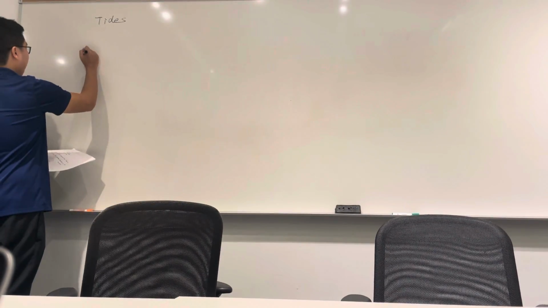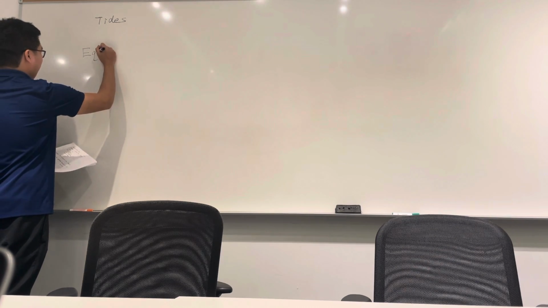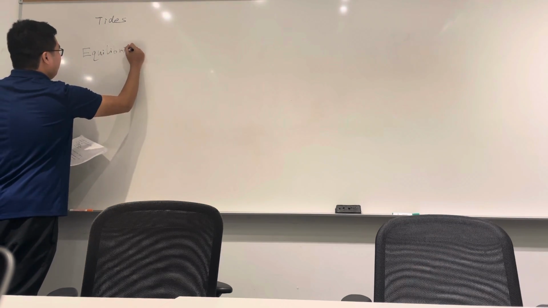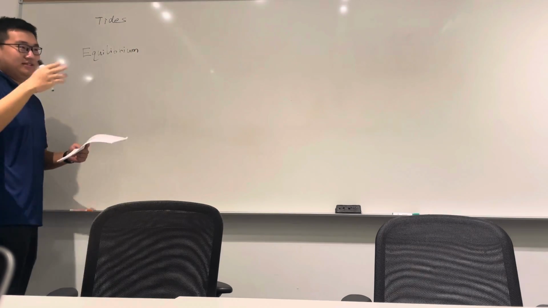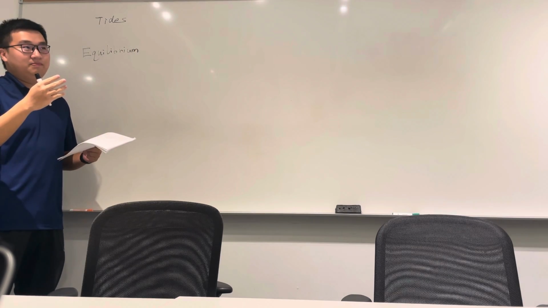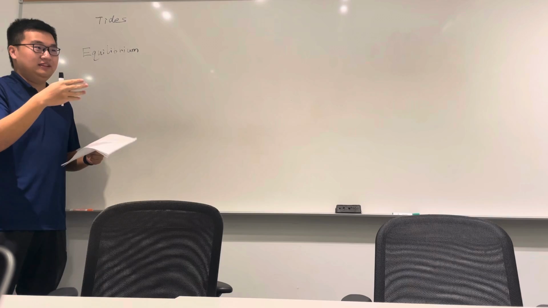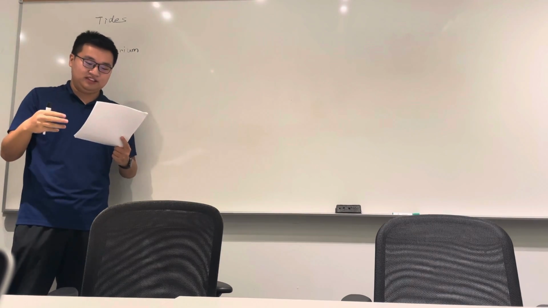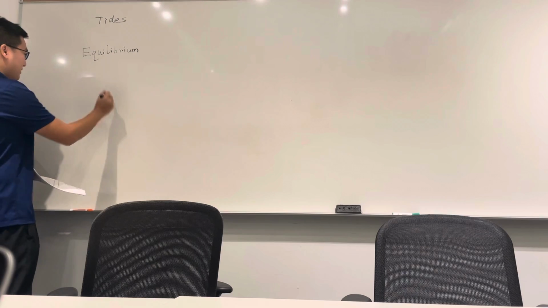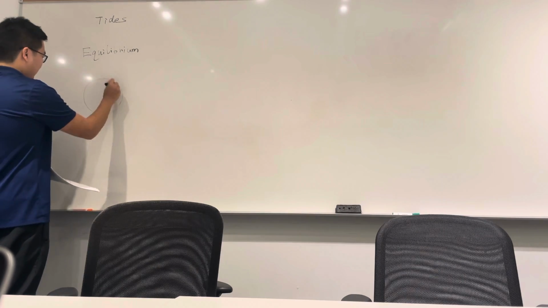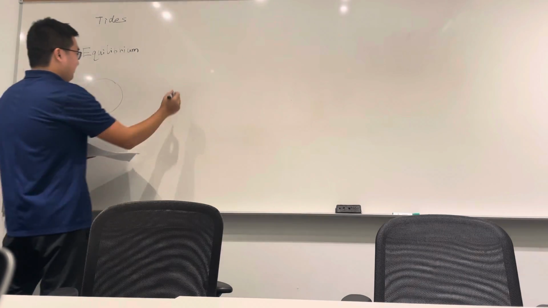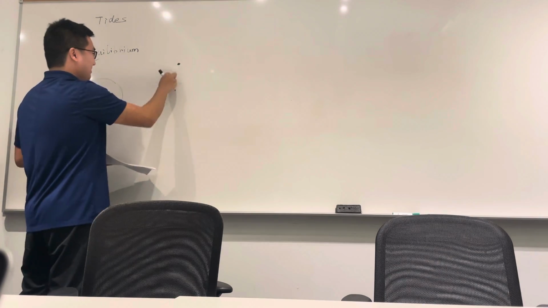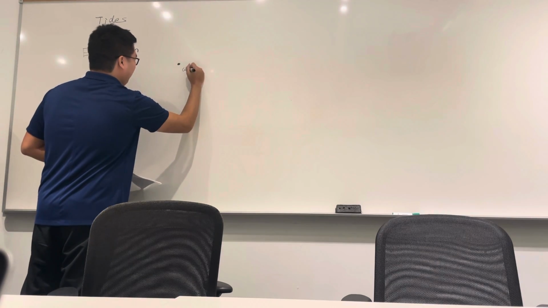So equilibrium tides are basically the tides that you already know about. That is what is happening on Earth. On stars, the more physical way of saying it is they're just a hydrostatic deformation of a star. So imagine you have a star, this is your star, and you have a companion here, which is not necessarily this small.